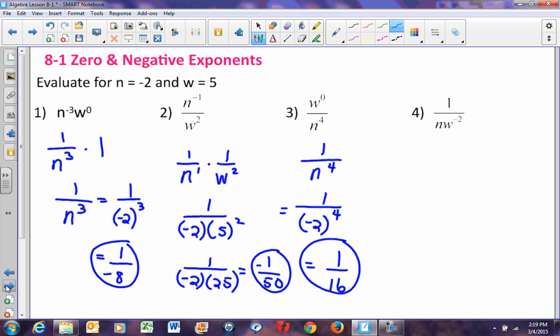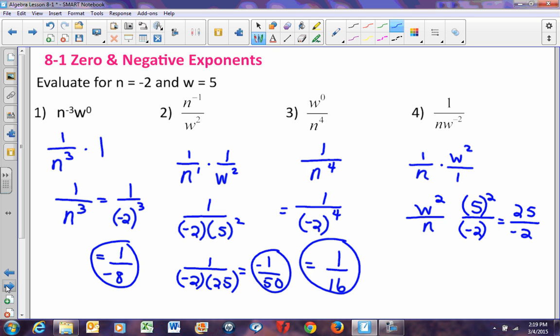And last but not least, number 4 here, 1 divided by n w to the negative 2nd power. Okay, that's 1 over n times w to the 2nd over 1. So in other words, it's w to the 2nd over n. W is 5, so I have 5 squared over negative 2, which becomes 25 over negative 2.